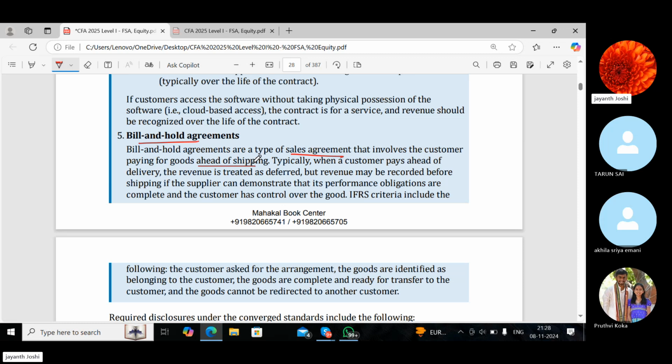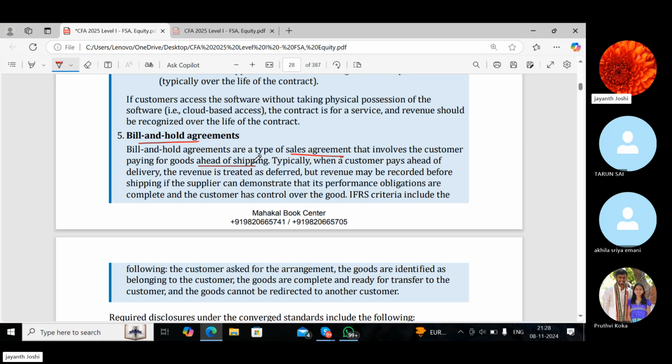Typically, when a customer pays ahead of delivery, the revenue is treated as deferred. That means deferred and unearned have a small difference. Deferred means long term, short term liability it can create. So it is deferred revenue because they have the obligation to give the goods to the customer. But revenue may be recorded before shipping if the supplier can demonstrate that its performance obligations are complete, and the supplier says that no, even though we are holding it, the risk and reward has been transferred and we are nowhere responsible for anything, and now it belongs to you.